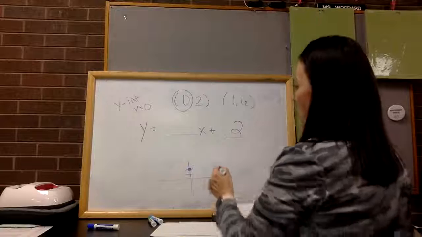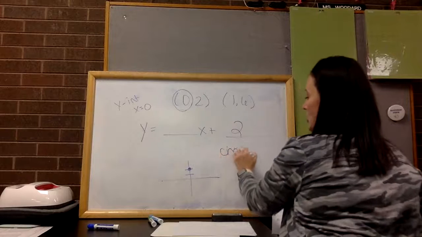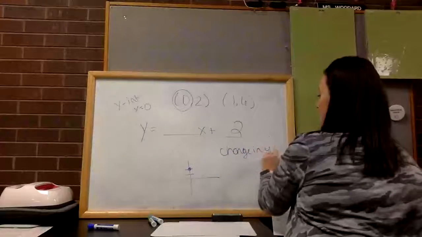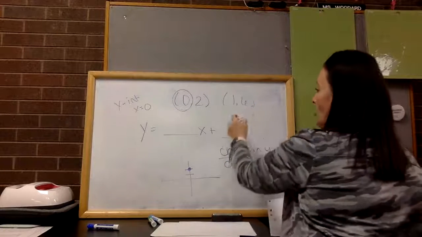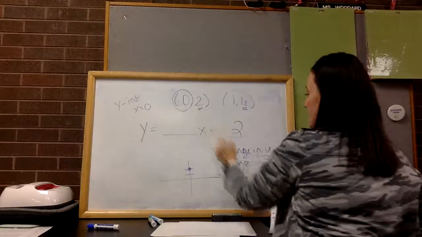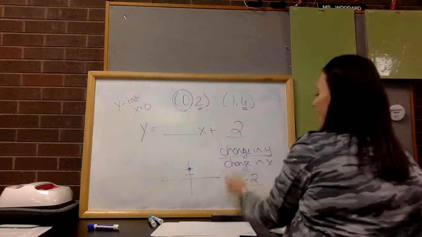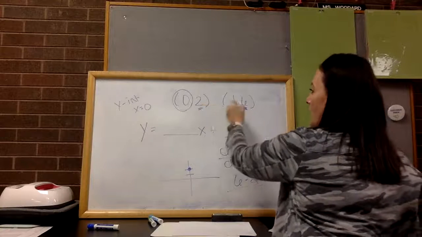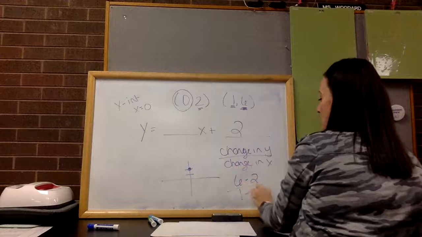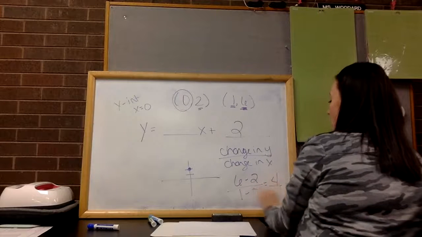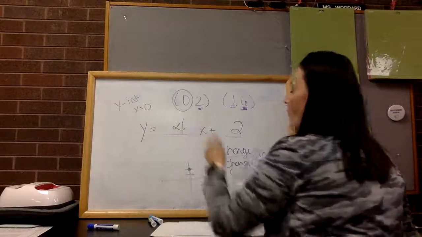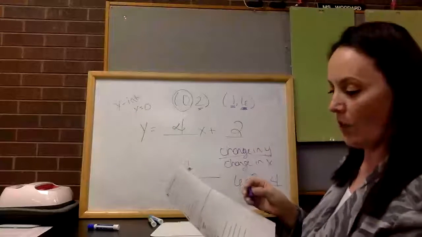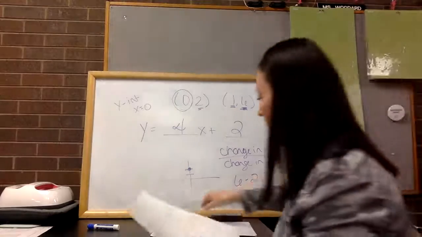Now I just got to figure out slope. Slope is change in y over change in x. So I'm going to do my subtraction. I like to start with the big number. So I'm going to take 6 minus 2. If I choose 6 first, I have to choose 1 first down below, 1 minus 0. 6 minus 2 is 4. 1 minus 0 is 1. So my slope is 4. So I have y equals 4x plus 2.